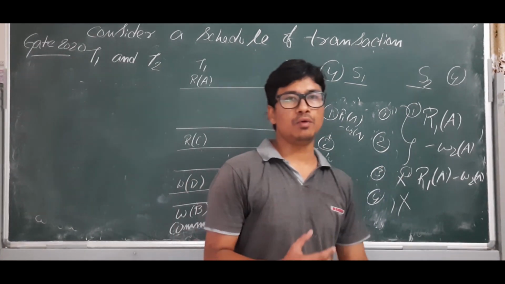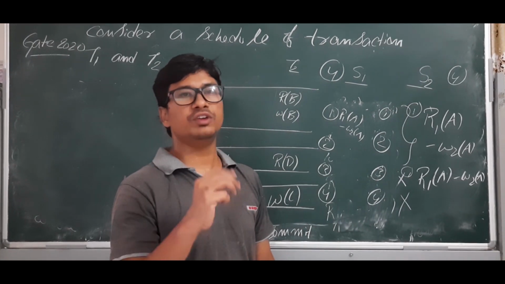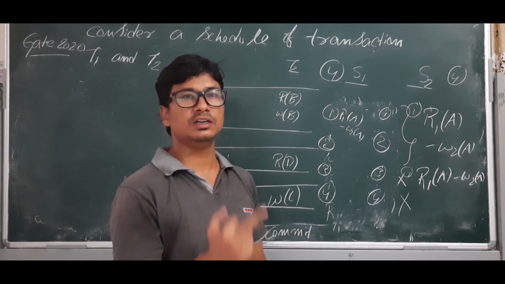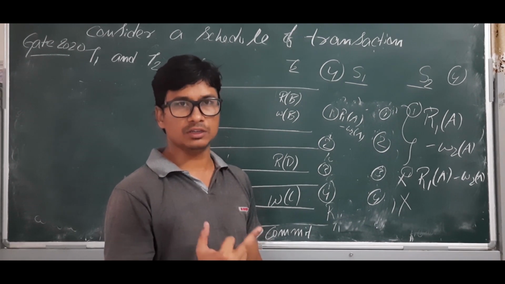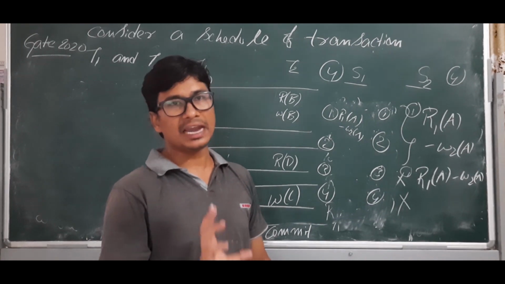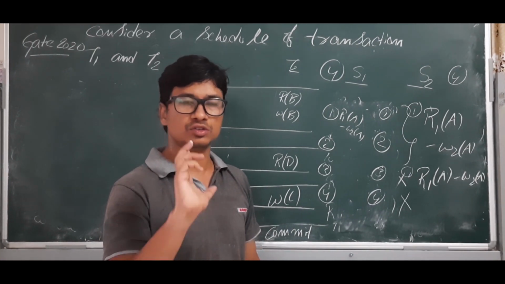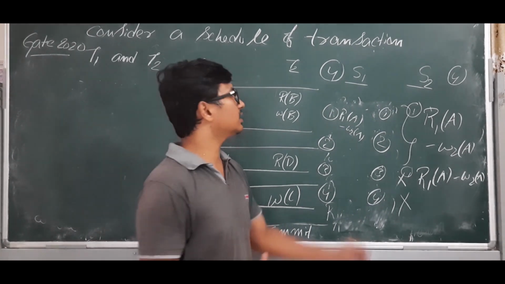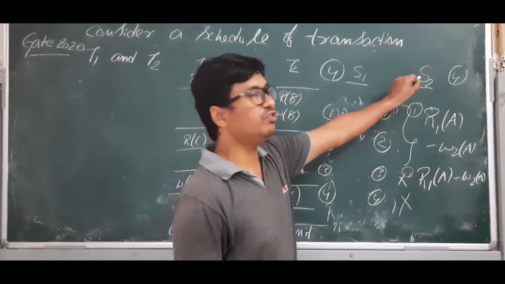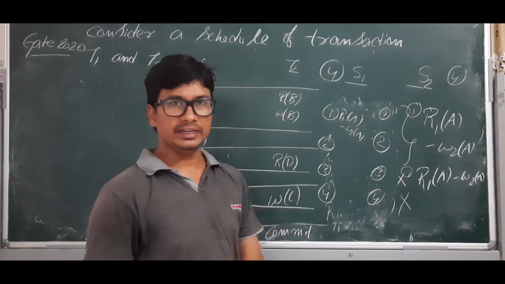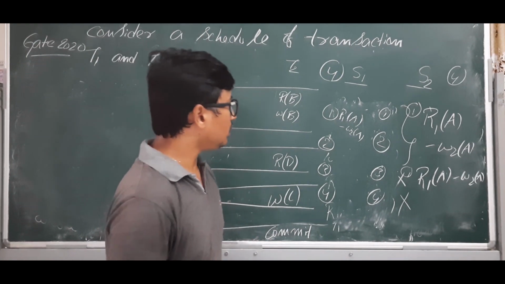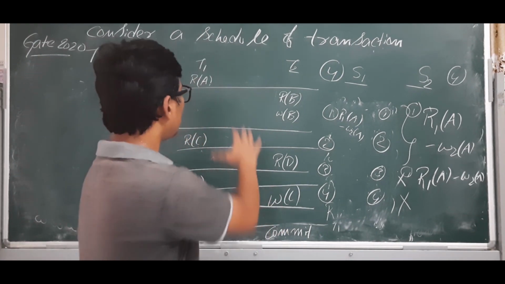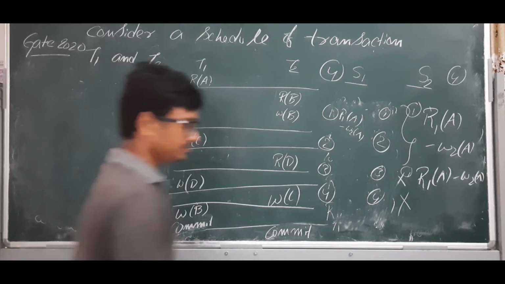I hope you have understood how to find conflict equivalence. The first thing is that the number of conflict operations in both schedules should be the same, and the order of the conflict operations should also be the same. Then we will say that schedule S1 is conflict equivalent to schedule S2. Okay, so now with this background, we will solve this question.